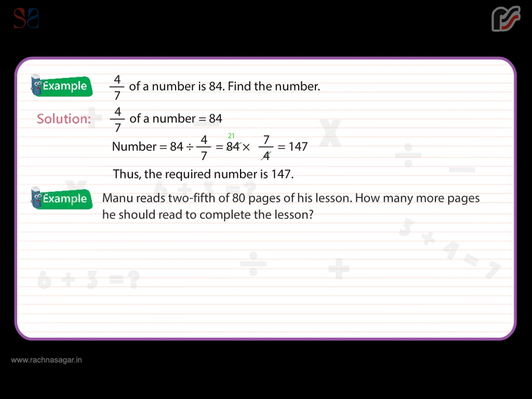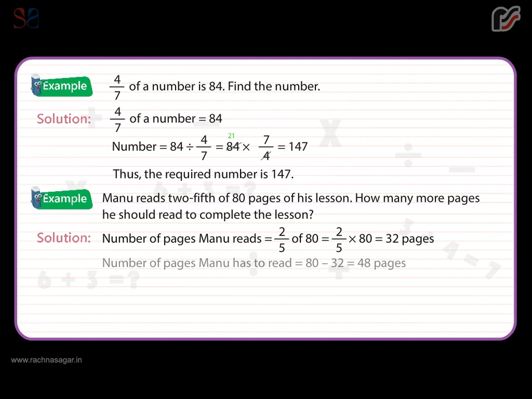Example: Manu reads 2/5 of 80 pages of his lesson. How many more pages should he read to complete the lesson? Solution. Number of pages Manu reads is equal to 2/5 of 80, which is equal to 2/5 multiplied by 80, which is equal to 32 pages. Number of pages Manu has to read is equal to 80 minus 32, which is equal to 48 pages. Thus, Manu has to read 48 more pages to complete the lesson.